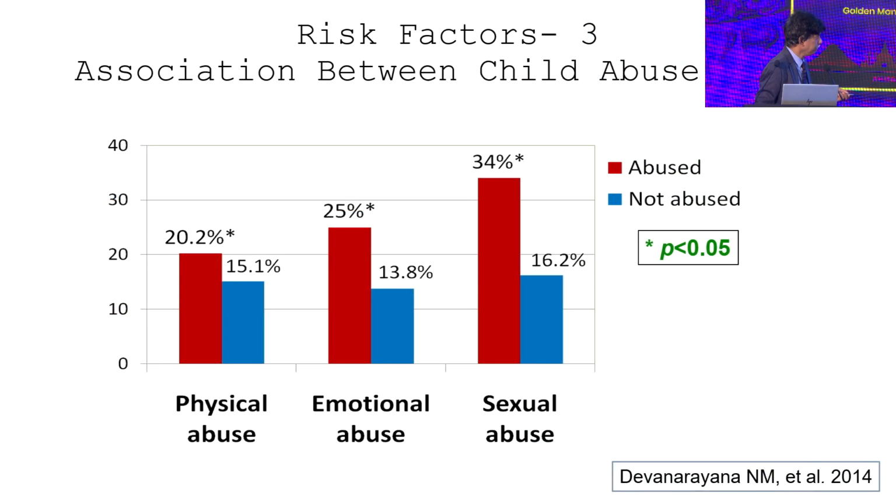This study we conducted about 10 years ago found the association between functional abdominal pain and child abuse. You can see physical abuse, emotional abuse and sexual abuse are all associated with development of functional abdominal pain later in life.